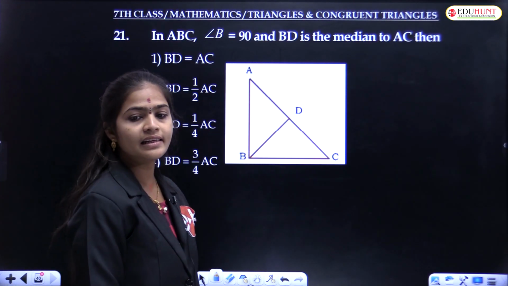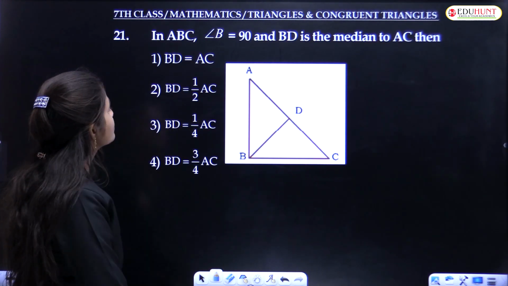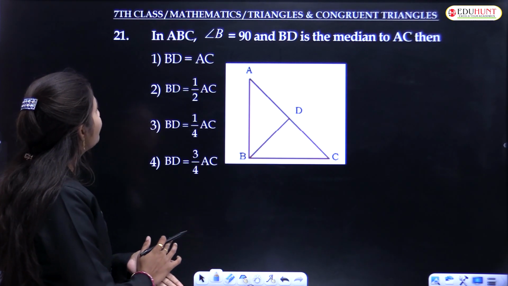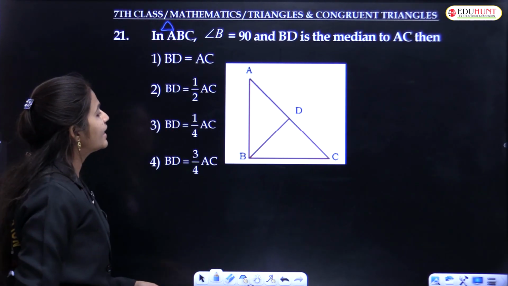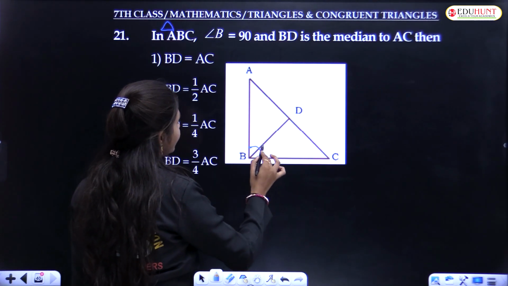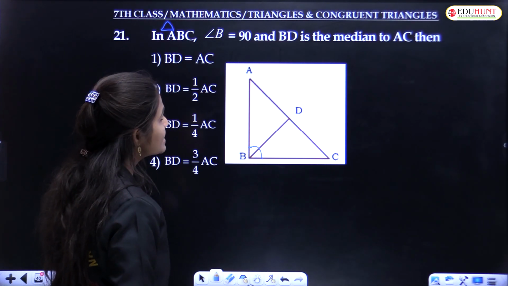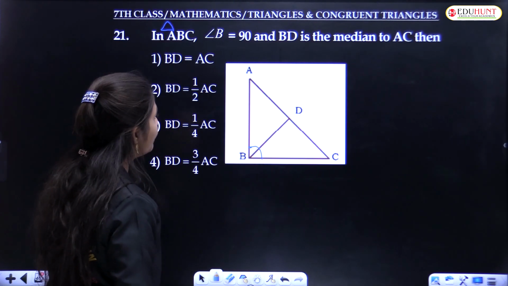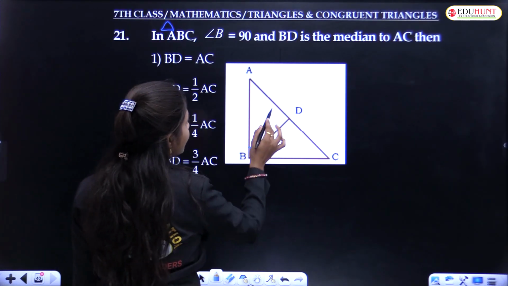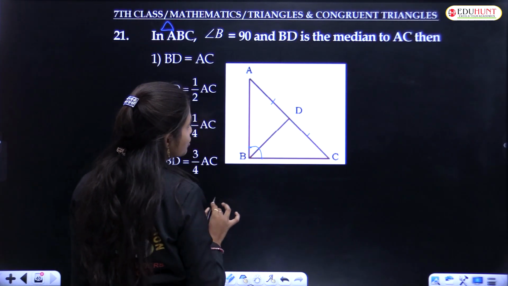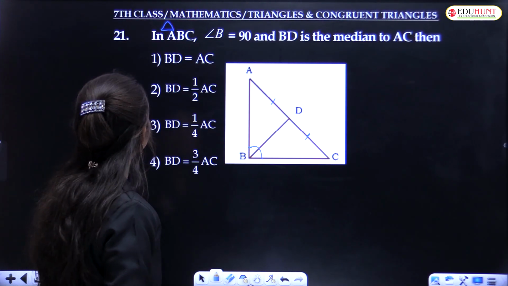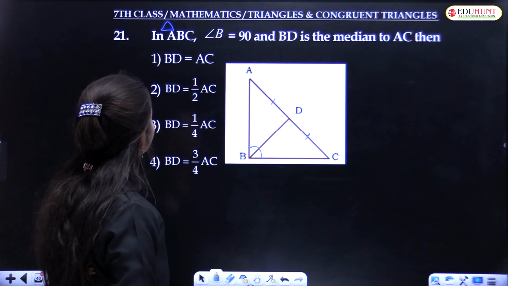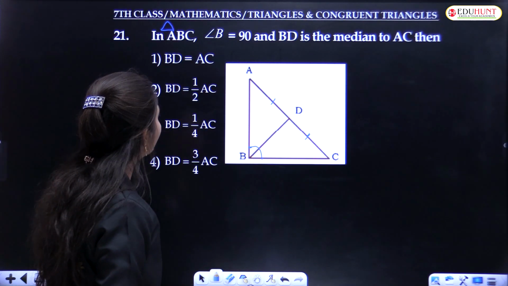So children, see that here this is the final question. So what they have given: in triangle ABC, angle B is equal to 90 degrees and BD is the median to AC. Okay, BD is the median to AC, which means AD is equal to CD. Next, BD is equal to AC. Then here we have to observe the options.